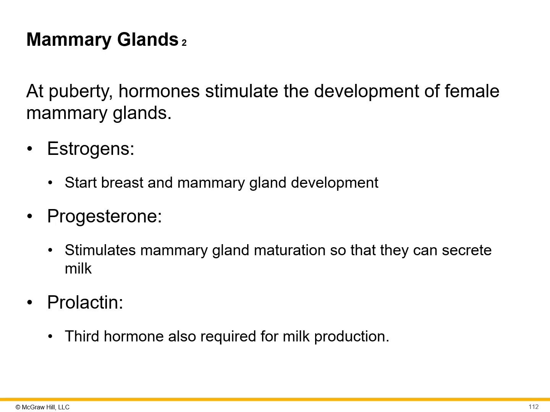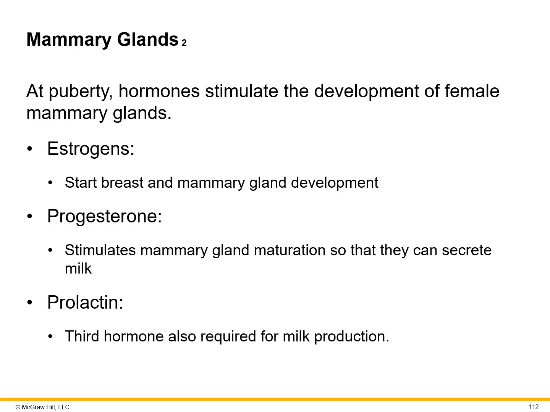Okay, for your mammary glands. At puberty, for us females, the hormones stimulate the development of your mammary glands. The estrogen starts that breast and mammary gland development. So when you hit puberty, for us females, we start getting breasts, right? As we get older, reach the age of having babies, and get pregnant, the progesterone will stimulate mammary gland maturation so that it can start secreting milk.